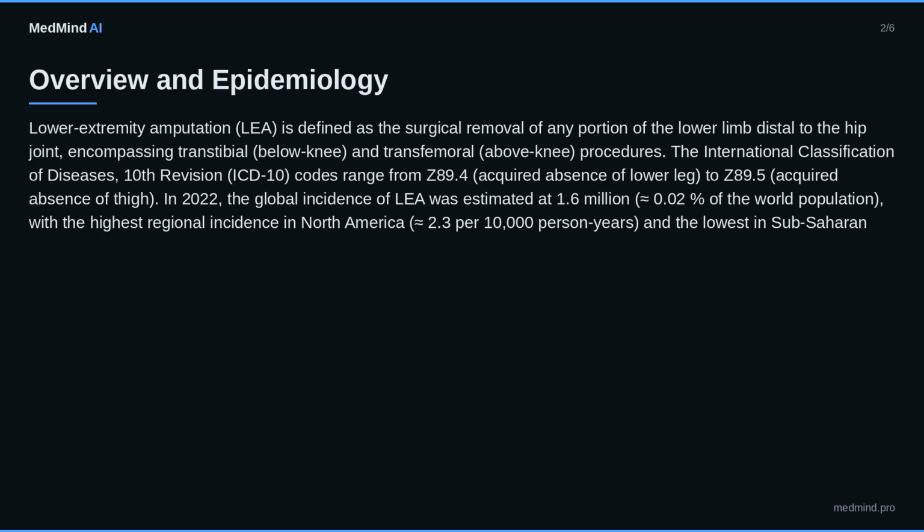Sex differences are modest, male to female approximately 1.3 to 1, but diabetes confers a relative risk, RR, of 4.5 for LEA in men and 5.2 in women, NANS 2021. Racial disparities are pronounced in the United States, where Black patients experience a 1.8-fold higher amputation rate than white patients, independent of socioeconomic status, RR equals 1.8, 95% CI 1.5 to 2.1.